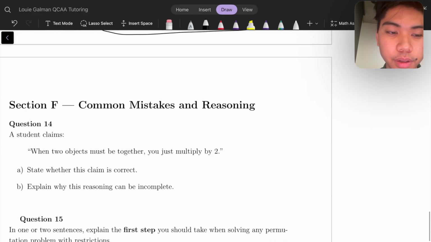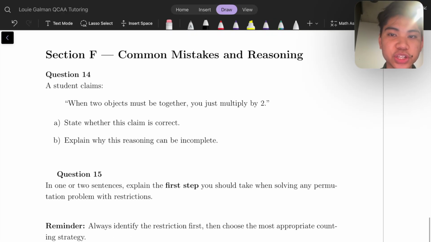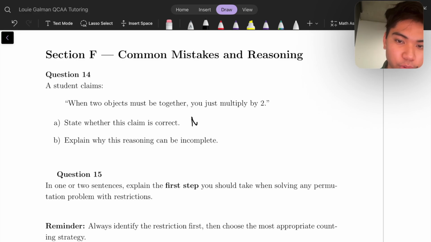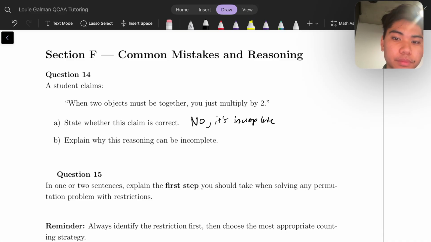Okay. Last section here to wrap this up. Common mistakes in reasoning. Question 14 asks us, a student claims when 2 objects must be together, you just multiply by 2. Is this claim correct? No. It's actually incomplete. Explain why this reasoning can be incomplete.